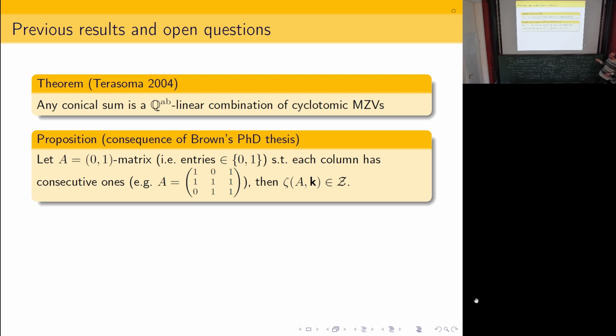And there is one result that can be used to prove that if you can put your matrix in such a way that the ones are consecutive in the columns, like this one, with no zeros in between any string of ones, then you're going to land in the space of multiple zeta values.